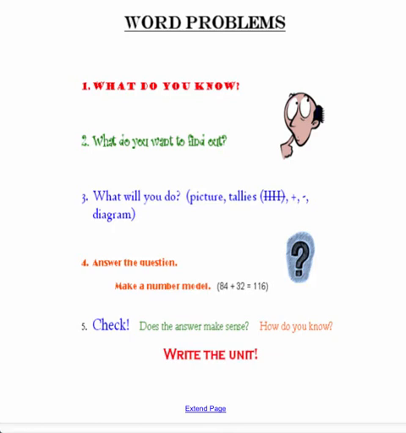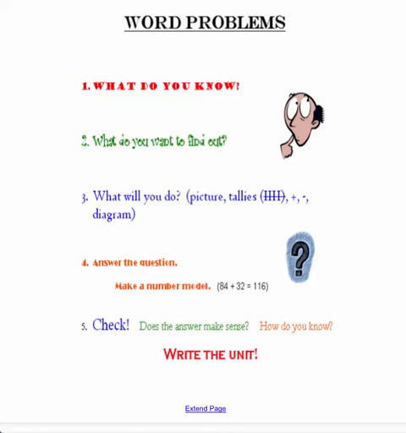Step 1. What do you know? Every story problem gives you information that you already know. Step 2. What do you want to find out? This is usually the question in a story problem. There's always something that we're asked to figure out. Step 3. What will you do? Draw a picture, use tally marks, maybe use adding, subtracting, multiplying, dividing, or draw a diagram.